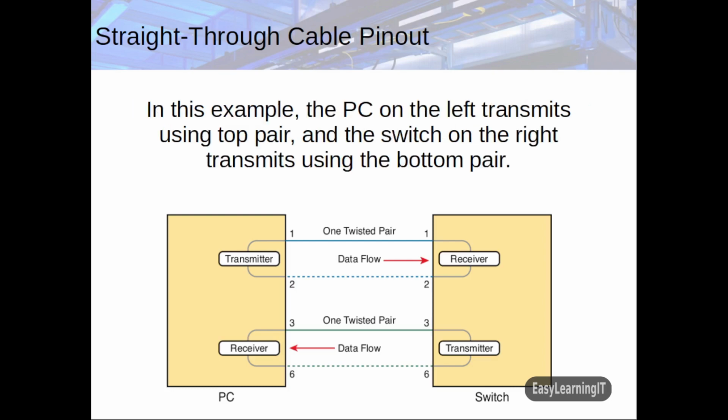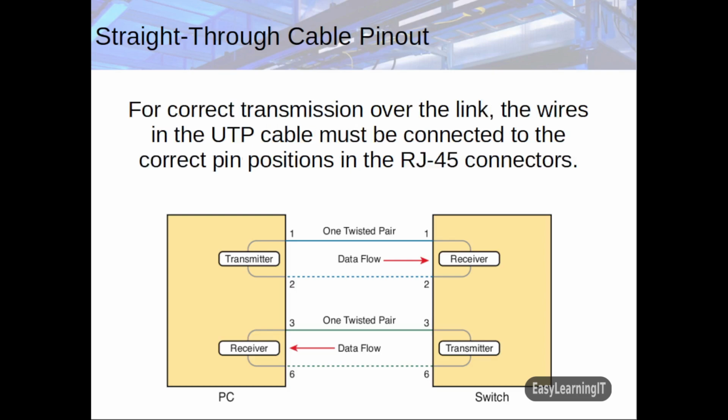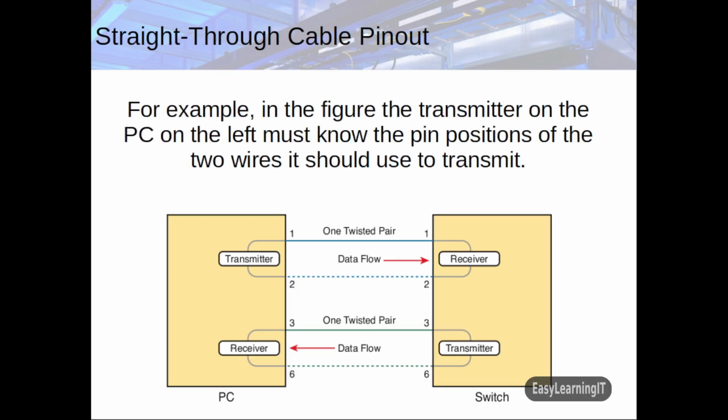In this example, the PC on the left transmits using the top pair, and the switch on the right transmits using the bottom pair. For correct transmission over the link, the wires in the UTP cable must be connected to the correct pin positions in the RJ45 connectors. For example, in the figure, the transmitter on the PC on the left must know the pin positions of the 2 wires it should use to transmit.